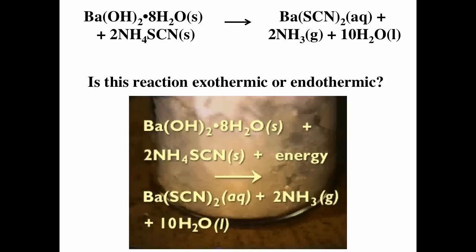And so this is kind of a cool reaction. We have barium hydroxide hydrate plus ammonium thiocyanate, and we just mix it. They're two solids, and they actually form an aqueous and liquid and a gas.